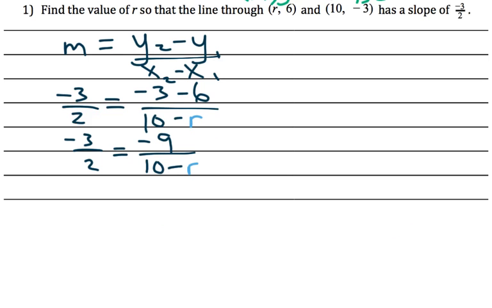I'll move this up to give myself some room, so now we will cross multiply. And I'll show all my steps for this, because I want to see that 2 got multiplied by -9 when I look at my notes later on. I also want to see that -3 is getting multiplied by 10 minus r. But of course, I would need to have parentheses there to make sure that the 3 gets multiplied by both 10 and the -r.